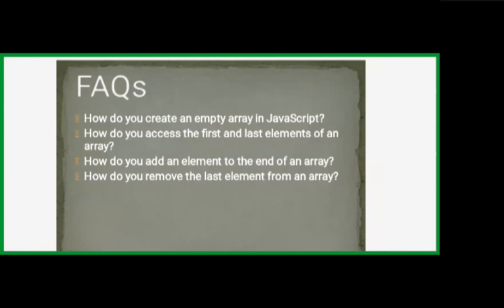So here, for example, creating an empty array. If you want to create an empty array, you just use square brackets. All the answers to these things I have already provided while discussing them in the session. When you create an empty array in JS, you just provide square brackets, and with those square brackets your empty array has been created.